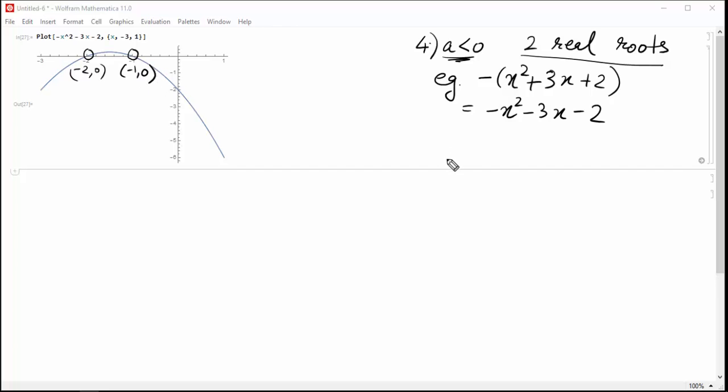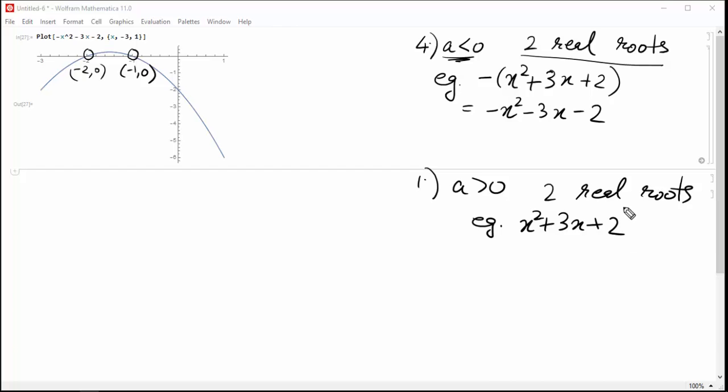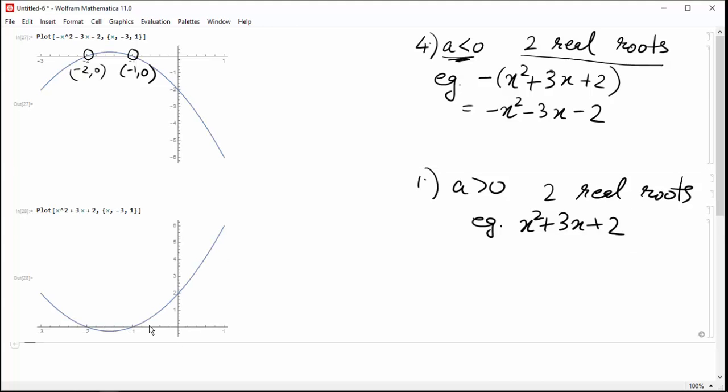The interesting thing about this graph is its difference from the first graph where a was greater than 0, there were two real roots, and the example we took was x square plus 3x plus 2. This was our first graph. So if you see the difference, it's just the mirror image of the previous one. Hence, just a negative sign before the bracket changed the graph shape from an upward opening parabola to a downward opening parabola. Here a was equal to 1, which is greater than 0, and here a is equal to minus 1, which is less than 0.